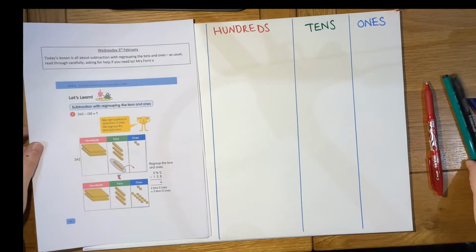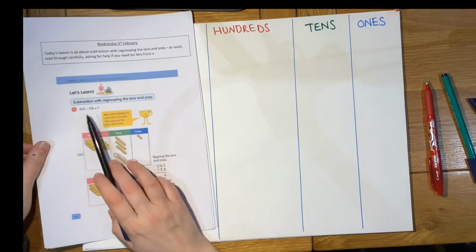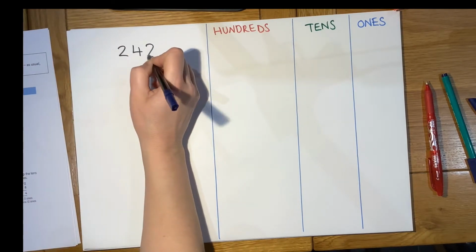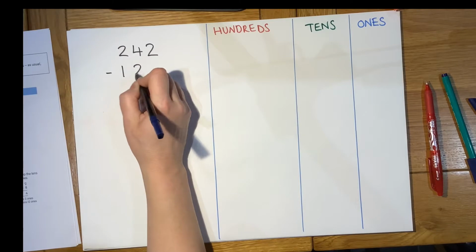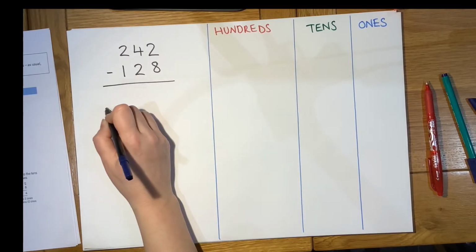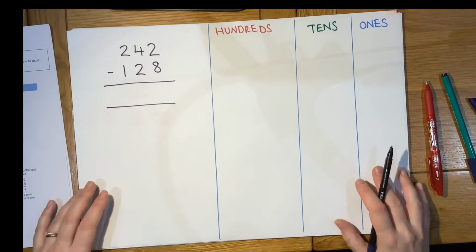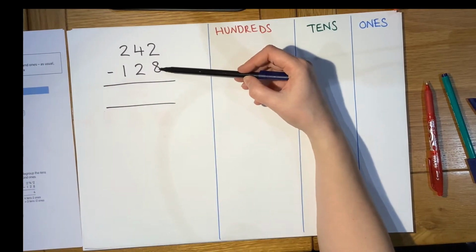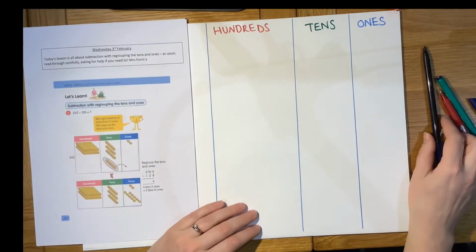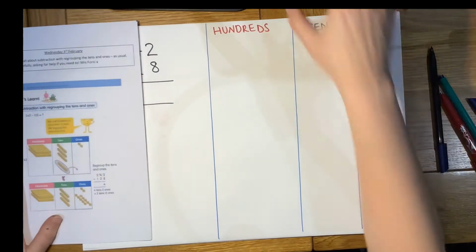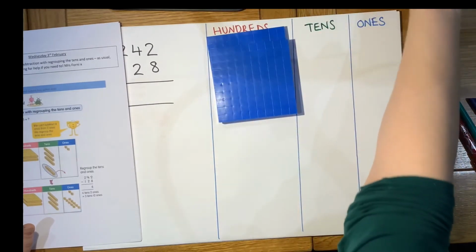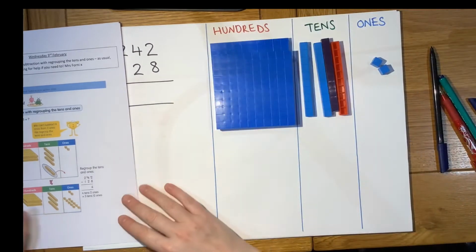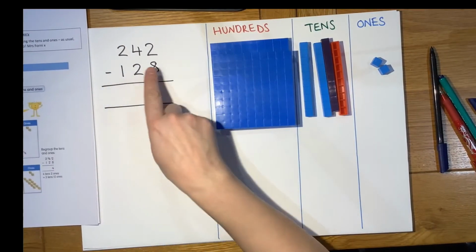We're going to start by talking through the first calculation. So it's 242 take away 128. Just the same as yesterday, we're going to line up our hundreds, tens and ones, okay? So I've got them all like that, and then we've got our biggest number at the top, and we put the number we're taking away underneath. So just like yesterday, we'll start by building the top number. So 240, so that's 4 tens, and then 2. So there's my 242.